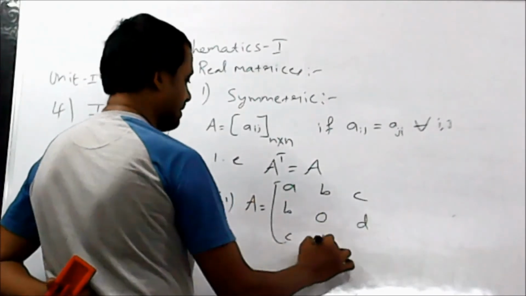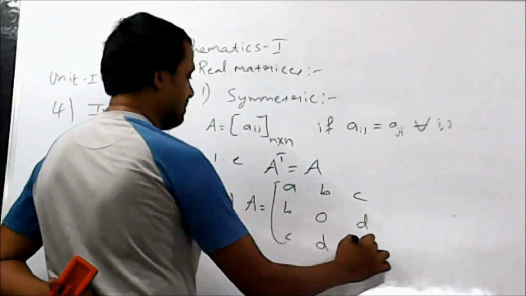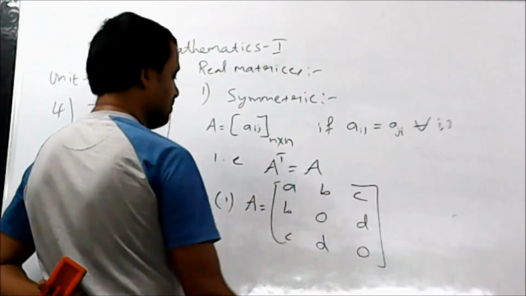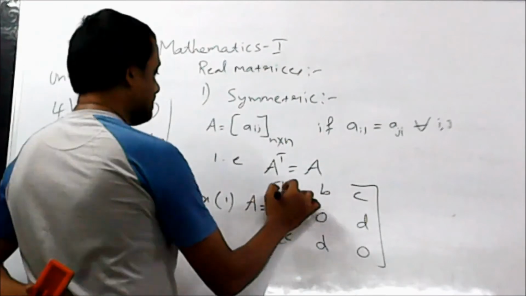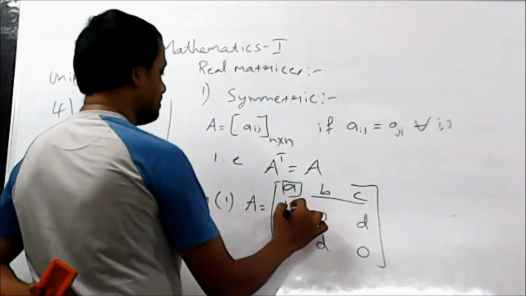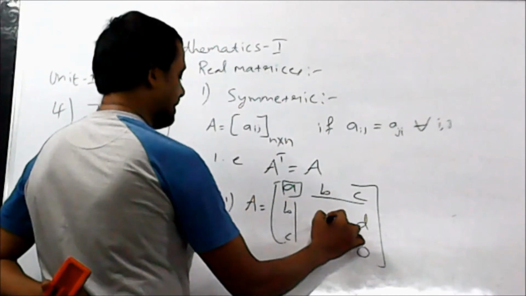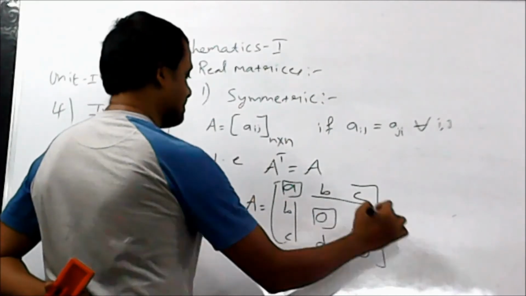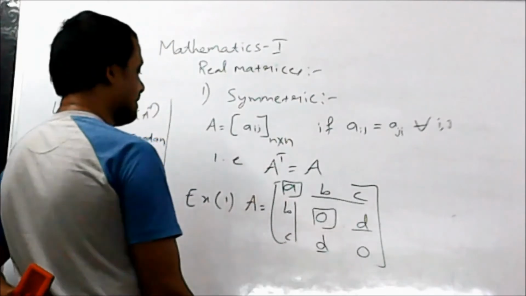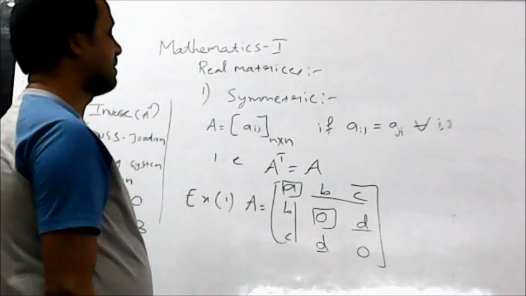So the same thing you need to write here. Here the diagonals, whatever they may be, 0 or non-zero, no problem. Except this diagonal, whatever you are writing on this side, you must write on this side. Whatever you are writing on the right hand side, the same thing you need to write at the bottom. That's the way you can construct any symmetric matrices.